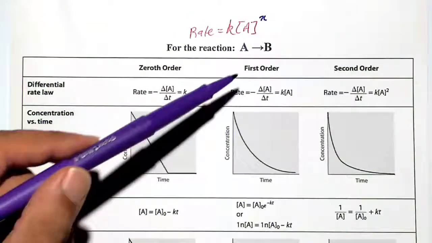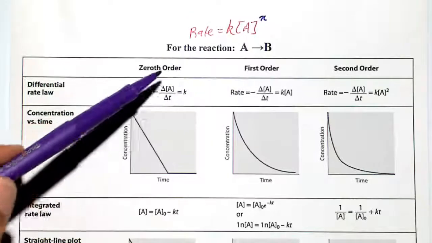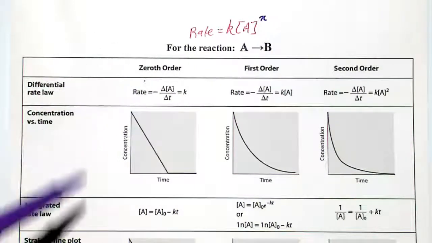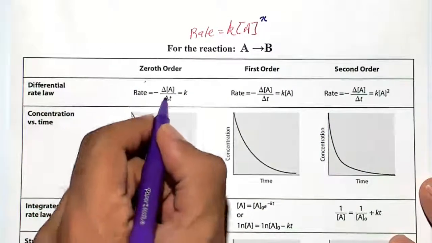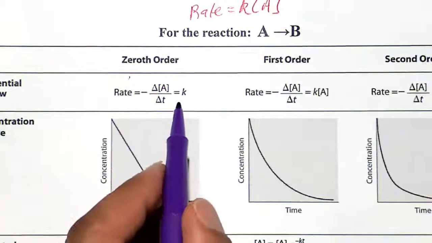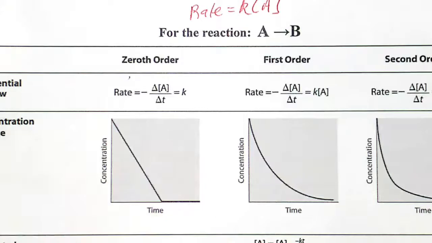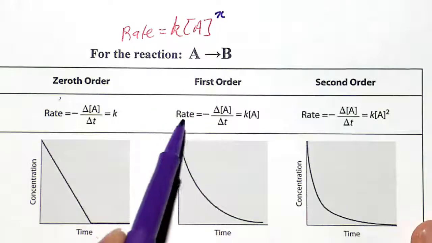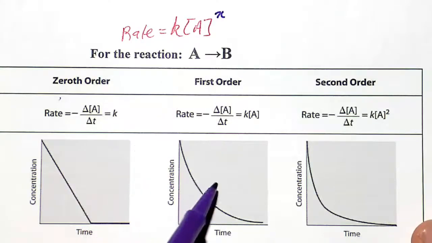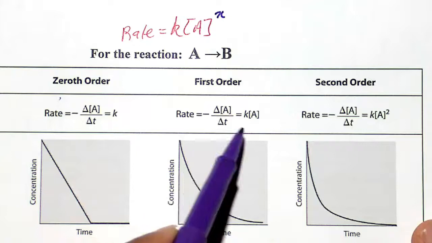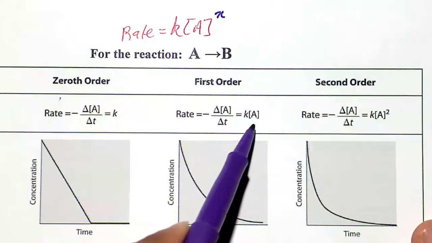The decrease in concentration of A over time can be zero order. In this case, the rate law, or the change in concentration of A over time, is just a rate constant k. If x, experimentally determined, is 1, that means A decreases with first order kinetics. That is, the rate of change of reactant A over time is k times the concentration of A.